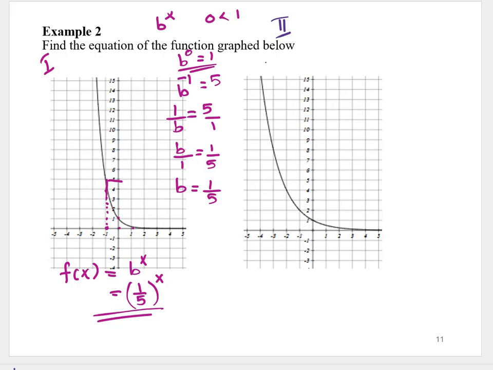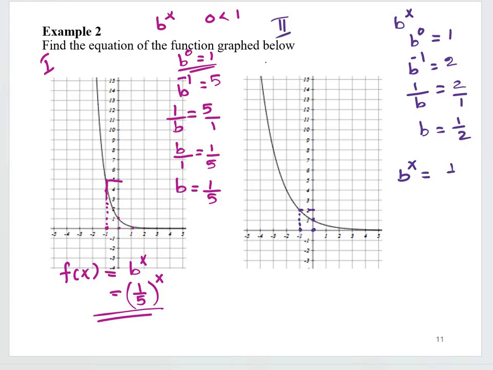For the second one, again the same, y is equal to b to the power x. When x is equal to 0, it will be 1. That is true. And when we look at x is equal to negative 1, it will meet at 2 there. So b to the power negative 1 is equal to 2. That means 1 over b is equal to 2. Flip both sides, we get b is equal to 1 over 2. So the graph is y equals 1 over 2 to the power x. So that is the equation of the graph.